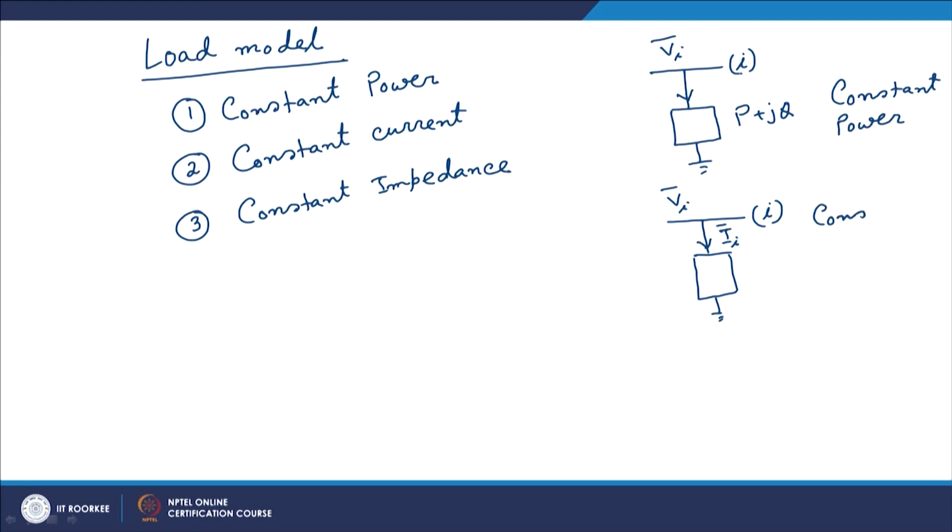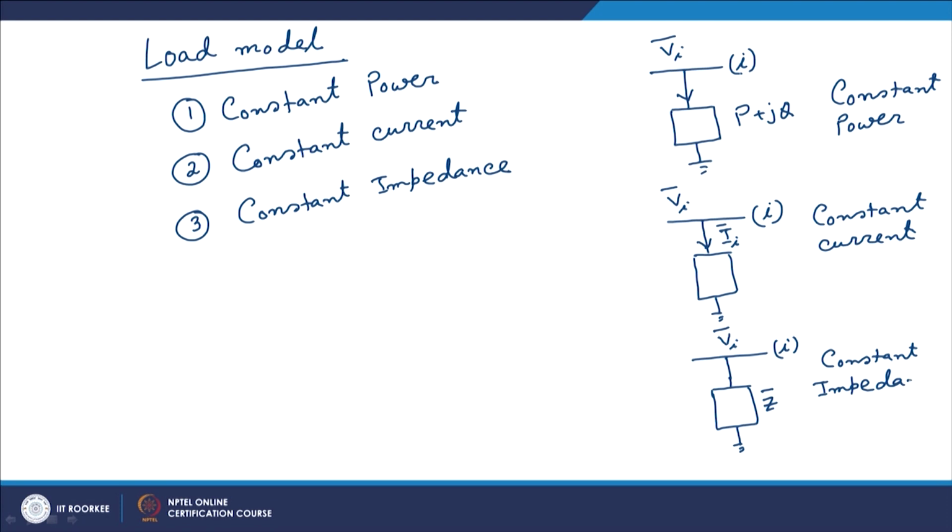and this is constant current, and constant impedance is simple to understand, it is just a constant impedance Z. This impedance is Z, this is bus I, this is V I. In this case, if V I increases, obviously the current drawn by the load also increases, and if the voltage decreases, the current drawn by the load also reduces.